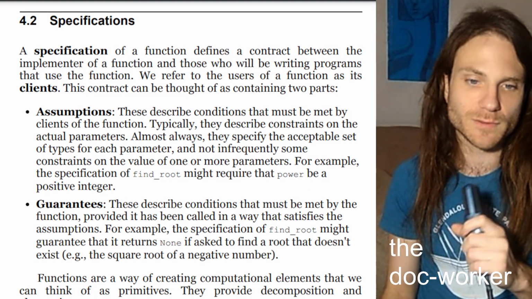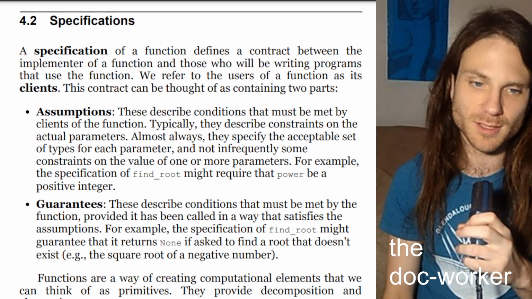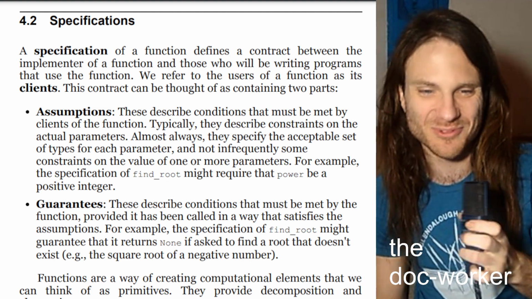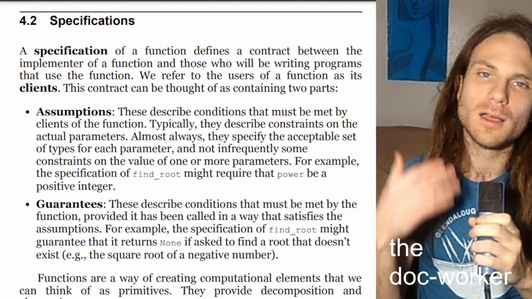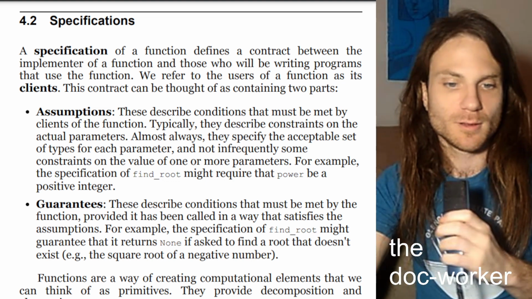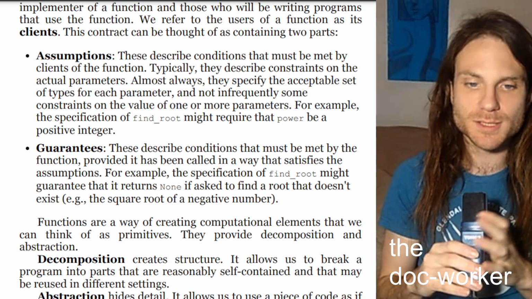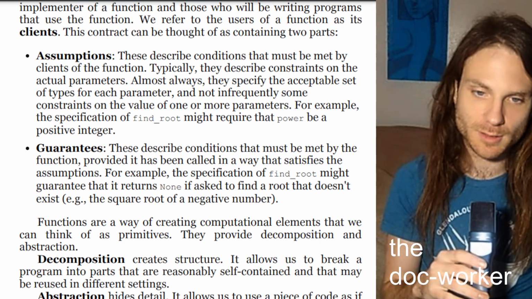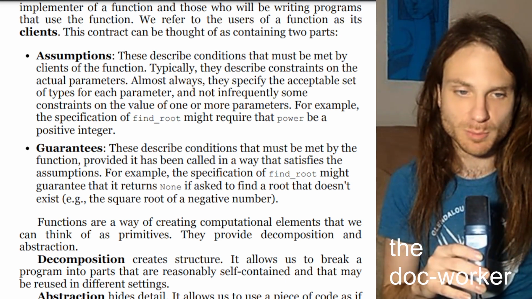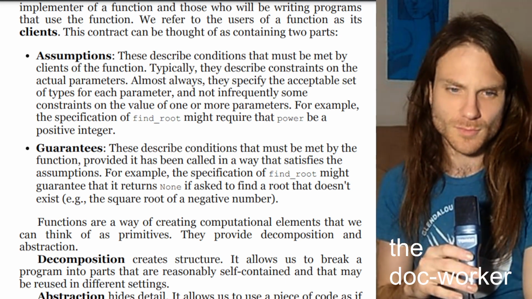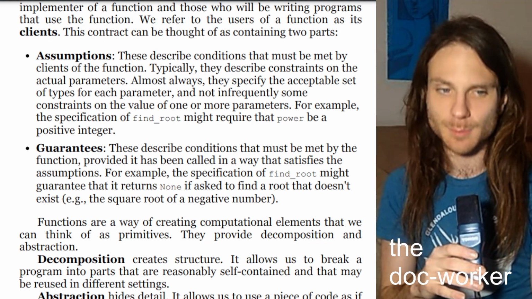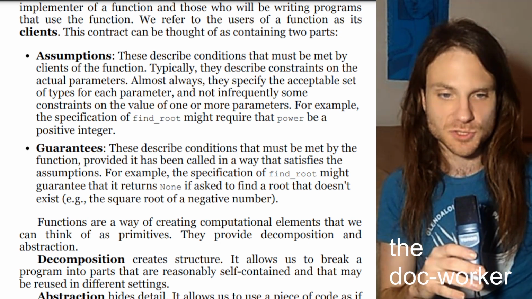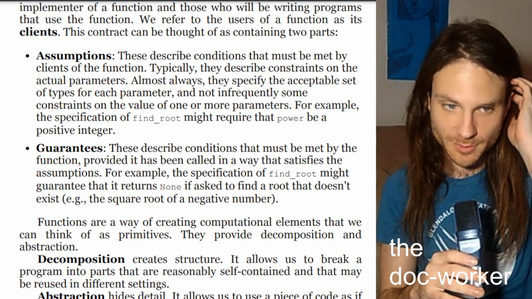Specifications. A specification of a function defines a contract between the implementer of a function and those who will be writing programs that use the function. We refer to the users of a function as its clients. Assumptions. These describe conditions that must be met by clients of the function. Typically, they describe constraints on the actual parameters, the arguments. Almost always, they specify the acceptable set of types for each parameter, and not infrequently some constraints on the value of one or more parameters.